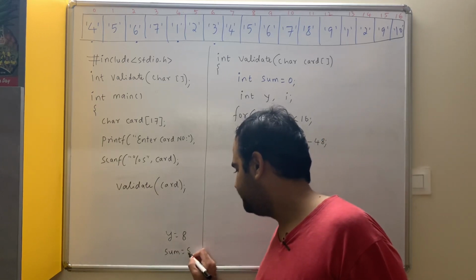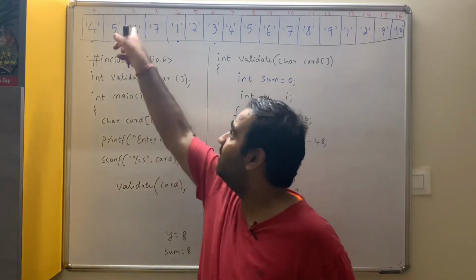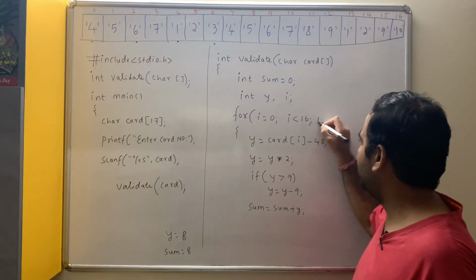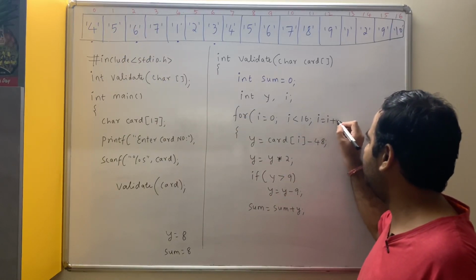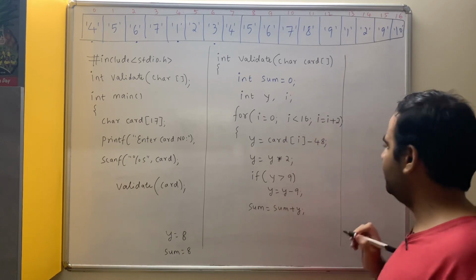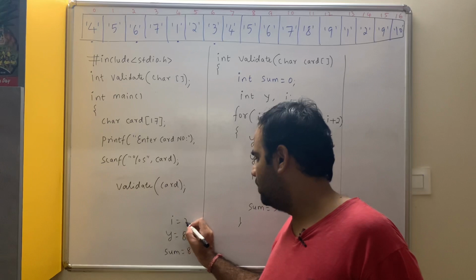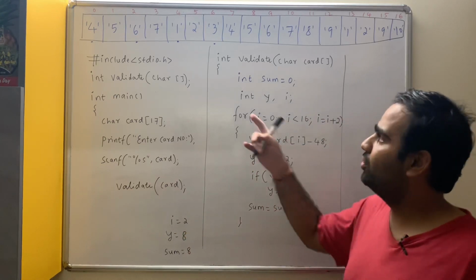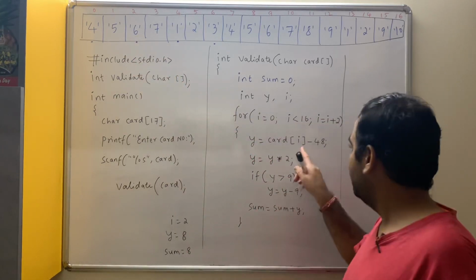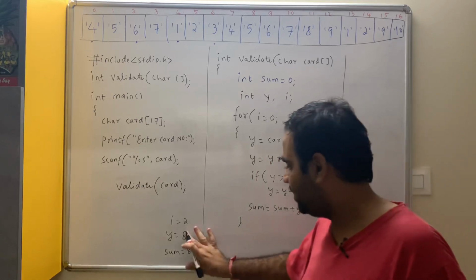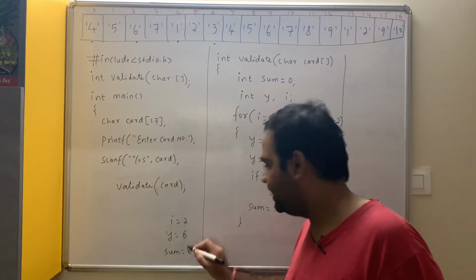Please see here. Next time I need to take the value at index 2. Now 0 should become 2. Therefore I is equal to I plus 2. Now the value of I will become 2. 2 less than 16. Yes. Card of 2. It is character 6. Minus 48 is integer 6. The value of y will become integer 6.